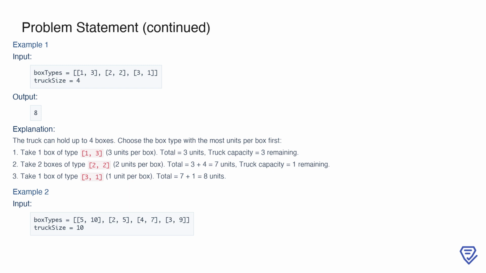Next, we take 2 boxes of the type that has 2 units per box, adding 4 more units to our total, with room for 1 more box. Finally, we take one box of the type that has 1 unit per box, adding 1 more unit to our total. This gives us a maximum of 8 units loaded onto the truck. Now let's look at a second example to further solidify our understanding.